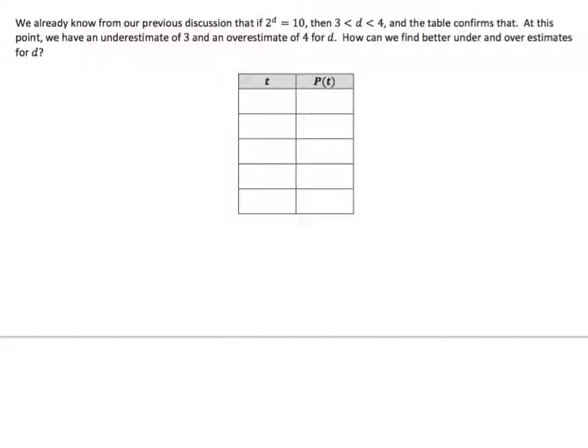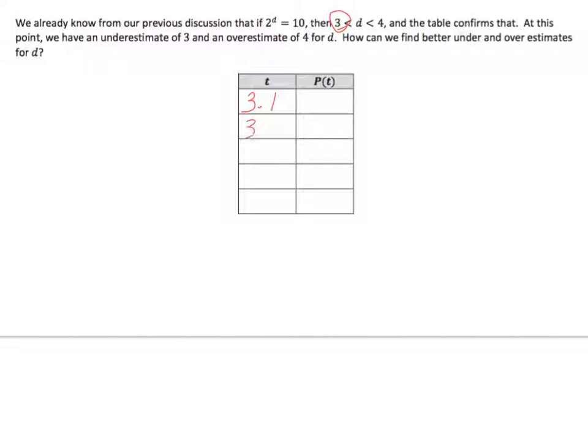We already know from our previous discussion that if 2 to the d equals 10, then 3 is less than d is less than 4. And the table confirms this. At this point, we have an underestimate of 3 and an overestimate of 4. How can we find better over-under estimates for d? Well, we need to break it down into smaller numbers. So we take the smallest, the underestimate, and we add decimals.